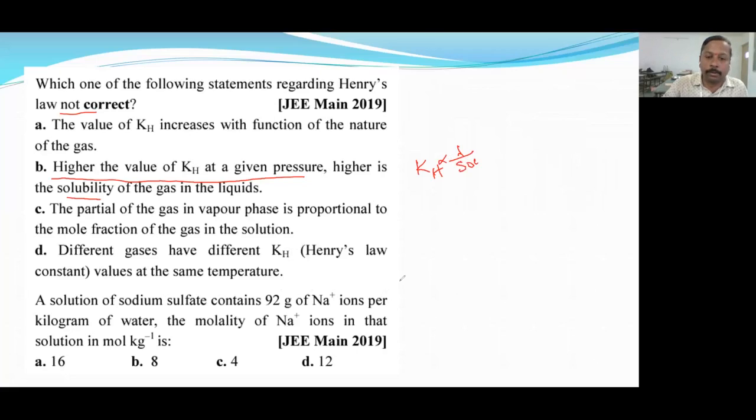Okay, now solve this question, very important. Here the sodium ion mass is given and the water mass is 1 kilogram. So you will get an easy question. The answer is 4. Now let's see the next question.